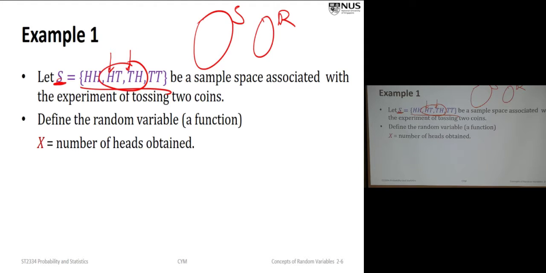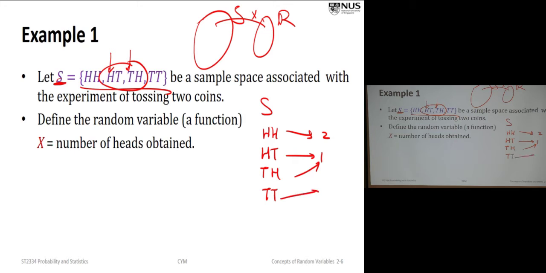So a random variable maps one outcome to a value here. That is a function. In other words, we try to pair them, one from the sample space, one from the real numbers. For example, from the sample space, this HH, I will map it to 2. HT, map it to 1. TH, map it to 1. TT, map it to 0. All right? So it's a mapping.